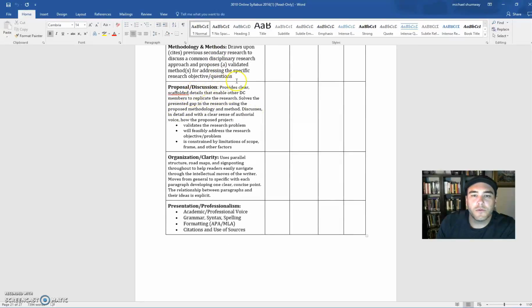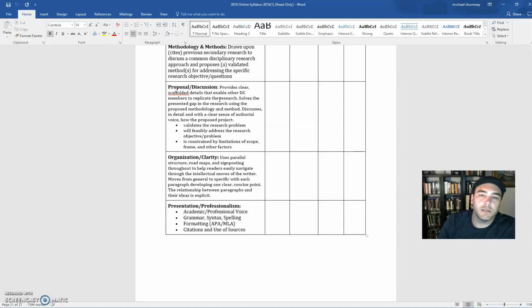Proposal discussion. Do you provide clear scaffolded details that enable other members of your community to replicate the research? All we're talking about here is, are you very clear and descriptive about how you go about accomplishing this thing? So I propose that we do this, and to do this, we would do step 1, step 2, step 3, step 4. Okay, this is all going to be conjecture, but it's something I want you to think about. So I propose that we roll healthcare into tuition. To do this, I propose that we talk to the Board of Regents, get a series of petitions going around, put it into the bylaws, whatever it is, like step 1, 2, 3, 4.